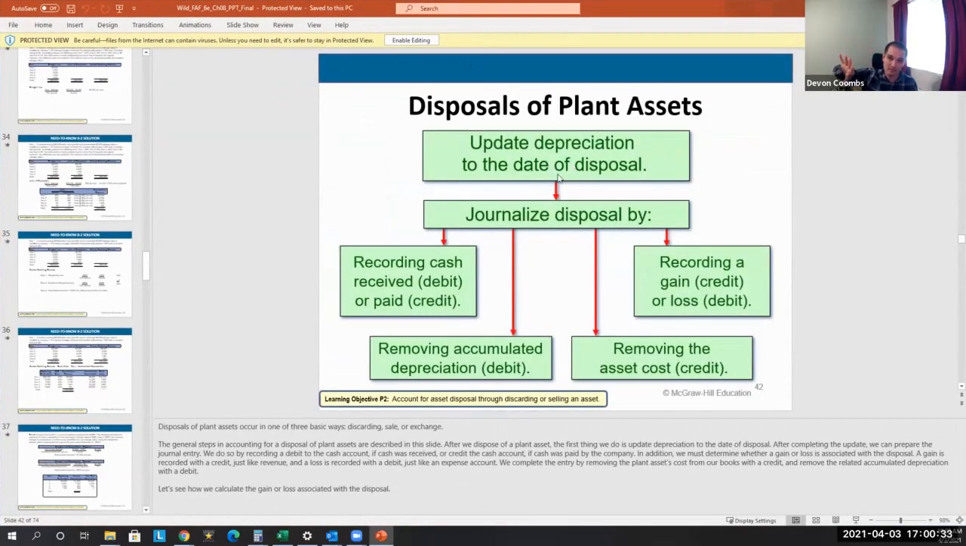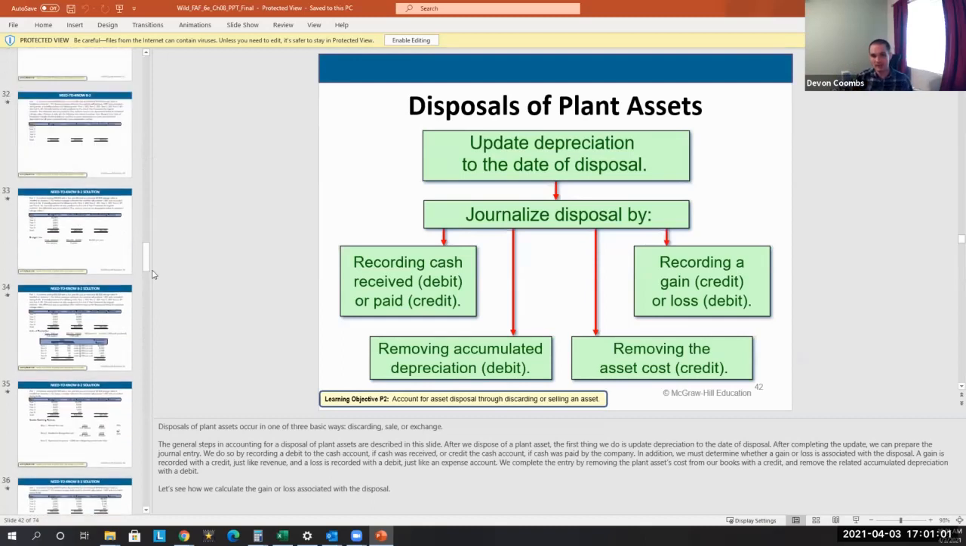So at the point of disposal, we need to update our depreciation methodology. If we dispose in the middle of a year, we're going to have to do that partial year depreciation and determine how much our depreciation is. Then we're going to record the cash we received or paid and remove our accumulated depreciation. And then we're going to record a gain or loss and remove the asset cost from our books. So eventually we have to get it off of our books and determine if we have a gain or loss. So the concept's simple, right? Either we made money from selling it or lost money based on the value on our books on that day.